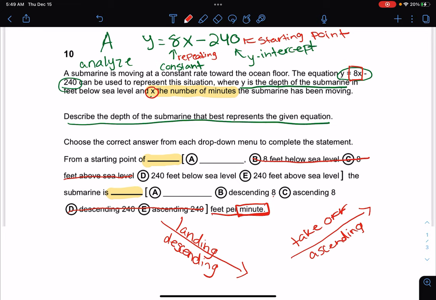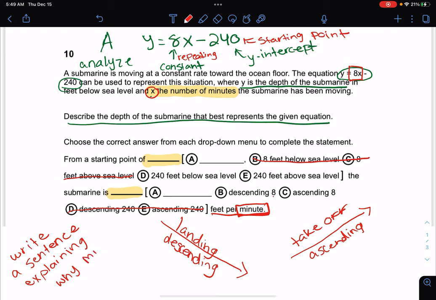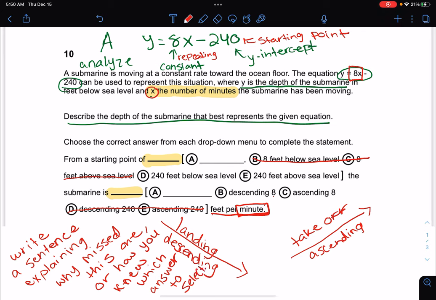All right. So finish that off, and then on your paper, make sure you write a sentence explaining why you missed this one, or if you got it correct, how you knew which answer to select. So you're gonna write it on your paper, where you're doing your work, your corrections.